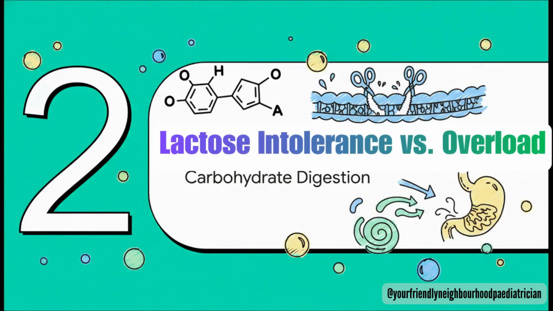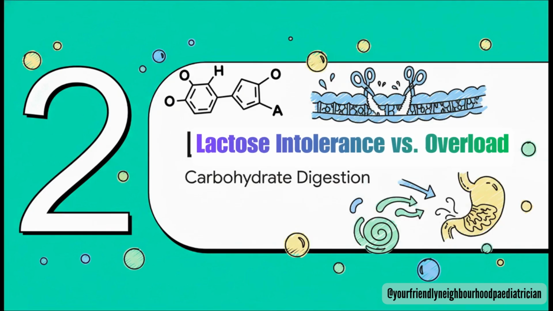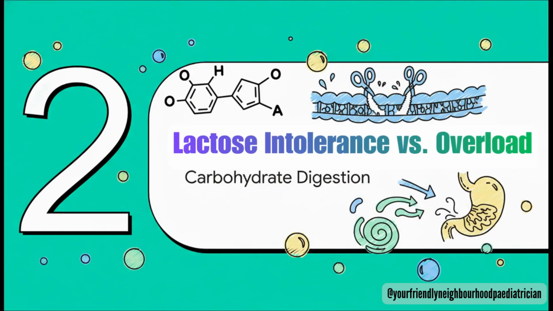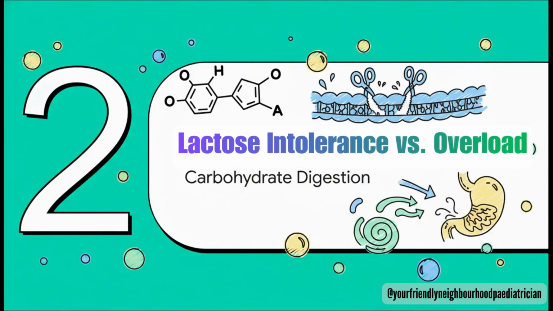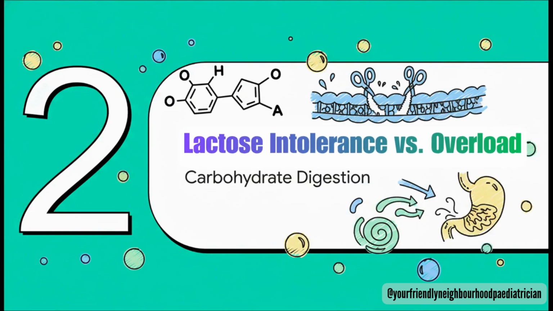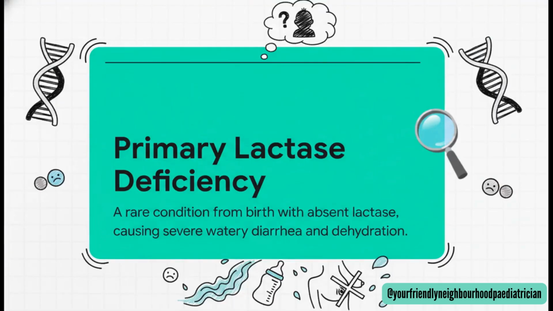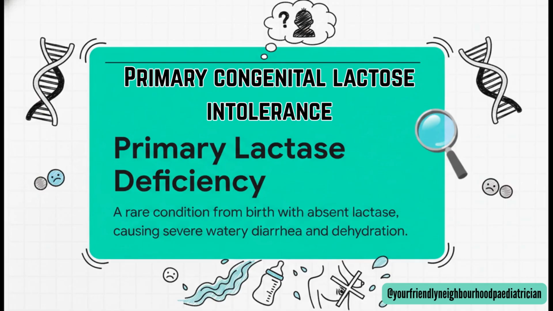Let us now discuss what is probably the most common area of clinical confusion, lactose. To get this right, you have to understand the underlying mechanism. It's essential for correct management. It is absolutely critical to understand this. Primary congenital lactase deficiency is extremely rare. This is an autosomal recessive genetic condition, and it presents right from birth with severe, watery diarrhea and life-threatening dehydration. This is one of the very few absolute contraindications to breastfeeding.